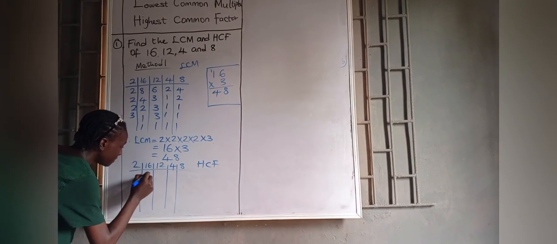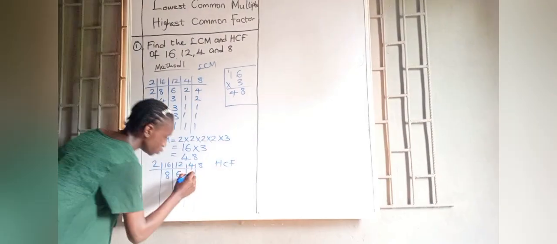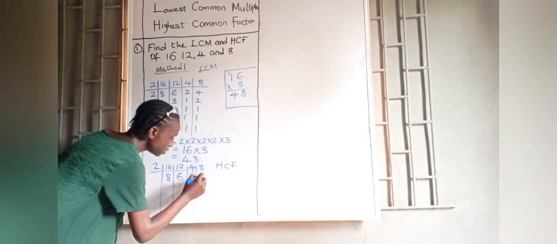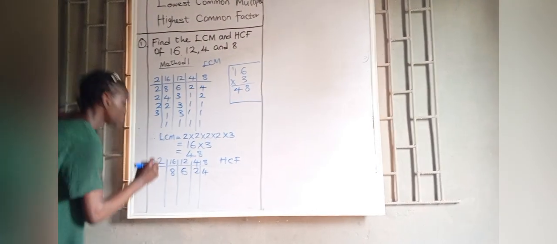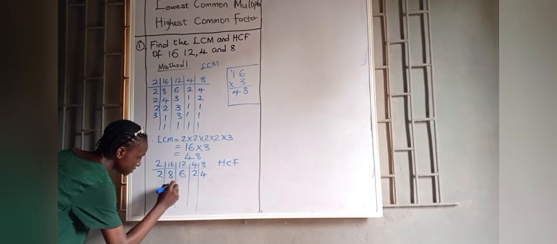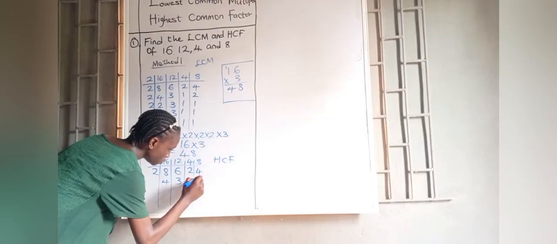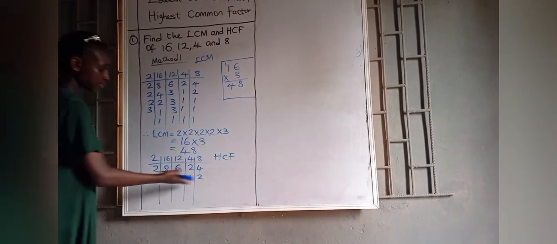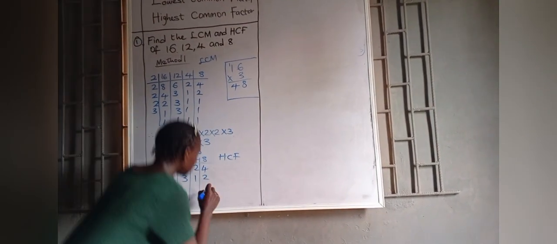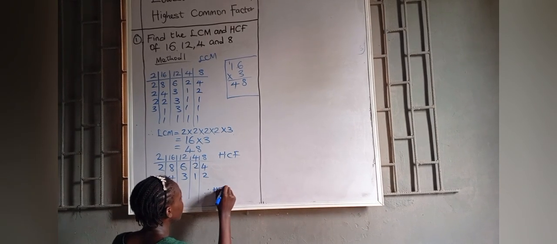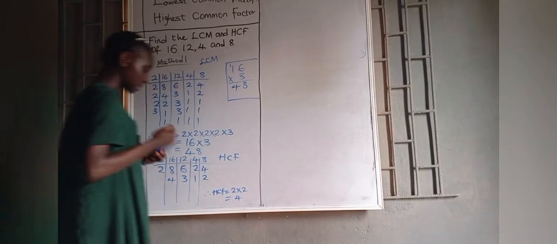2 in 16 divided by 2, that is 8. 12 divided by 2, that is 6. 4 divided by 2, that is 2. 8 divided by 2, that is 4. Then 2 can divide all of them at once. I still put 2. 8 divided by 2, that is 4. 6 divided by 2, that is 3. 2 divided by 2, that is 1. 4 divided by 2, that is 2. There is no other number that can divide everything at once. So I stop here. So HCF, therefore, is equal to 2 times 2, which is equal to 4. That is the answer of the HCF.